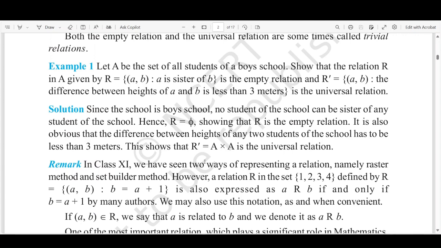When we consider the relation that the difference between heights of a and b is less than 3 meters, it is obvious that the difference between the heights of two boys will definitely be less than 3 meters. Therefore, all boys in the school will be included in the set R dash. Therefore, all possible ordered pairs (a, b) will be included in this set R dash. Therefore, R dash will be equal to A cross A. Thus, R dash is a universal relation.